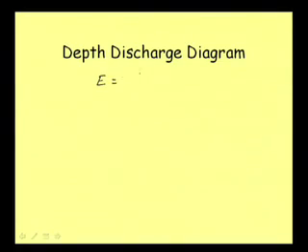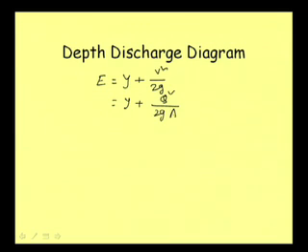Again starting from the same relation, that is E is equal to y plus v square by twice g, and from there we can write E is equal to y plus Q square by twice g A square. Let us just see how Q will vary if we change the depth and keep E constant. Our target is that this diagram, the depth discharge diagram, will show us how our discharge will vary if we keep on changing y, keeping E constant.